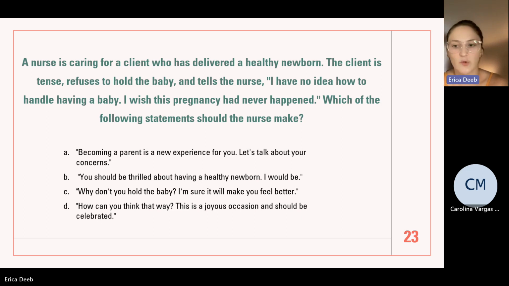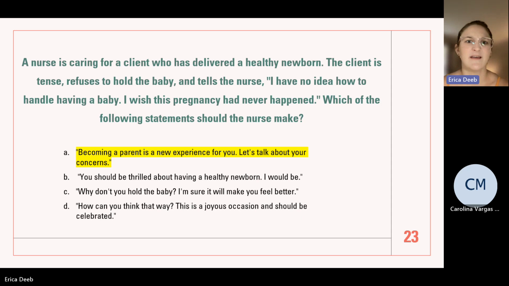So these ones always come up on the exams. The answer is going to be A. Becoming a parent is a new experience for you. Let's talk about your concerns. So "let's talk about your concerns" is always going to be a key phrase of what the answer is going to be. That's a great phrase. You'll kind of memorize what those phrases are in regards to therapeutic communication. There's just these key things that are always safe bets to say, and this is one.